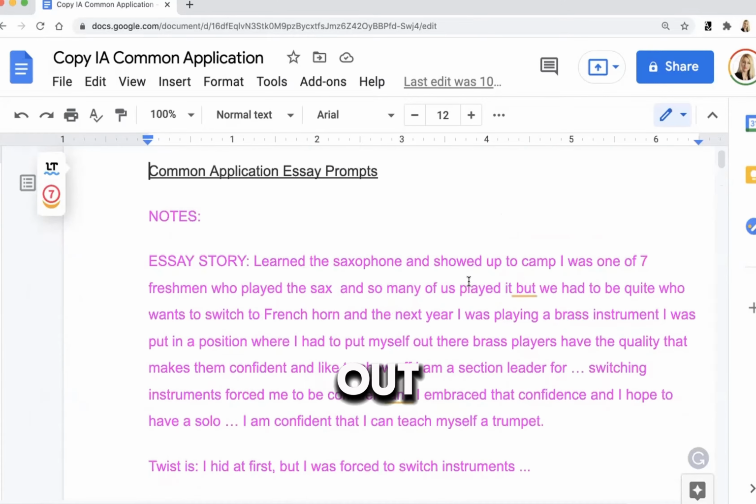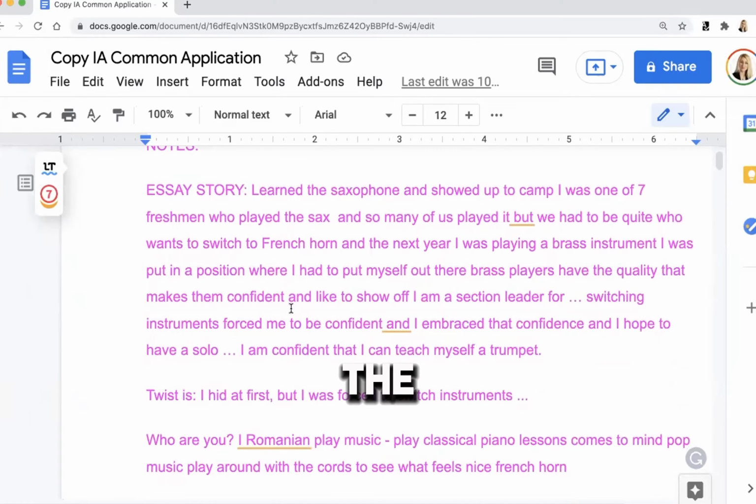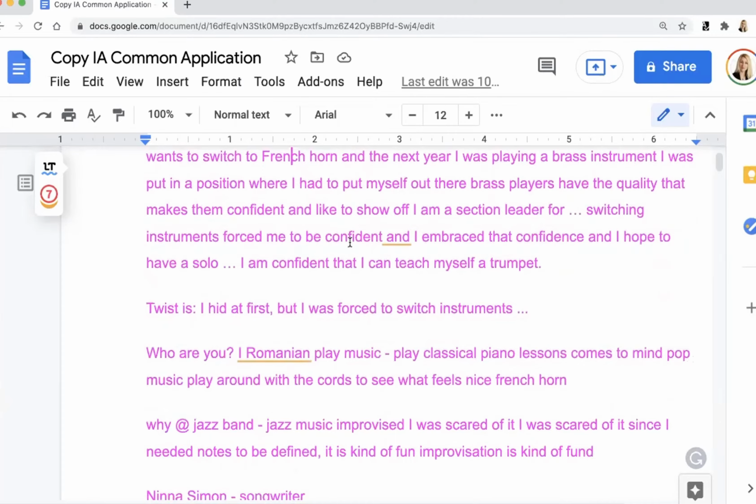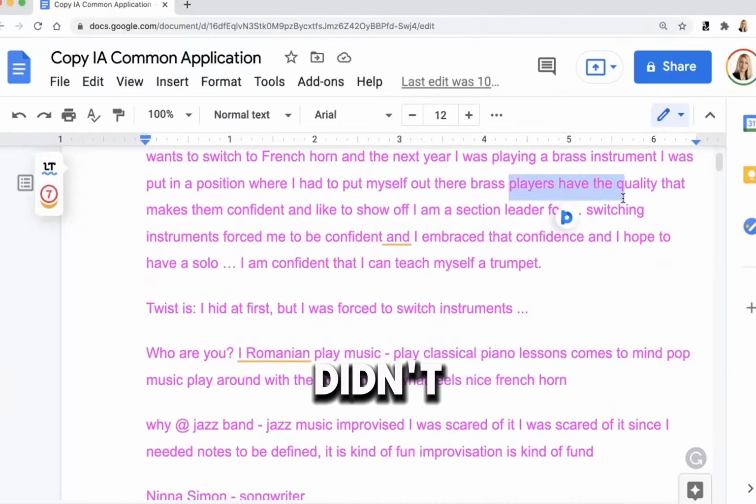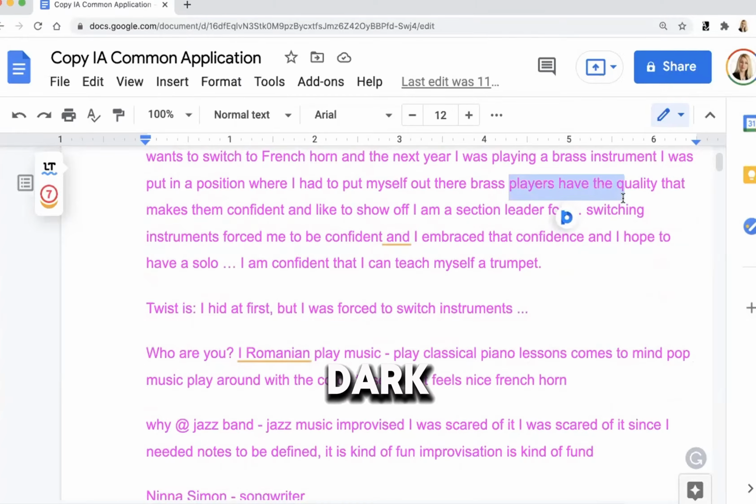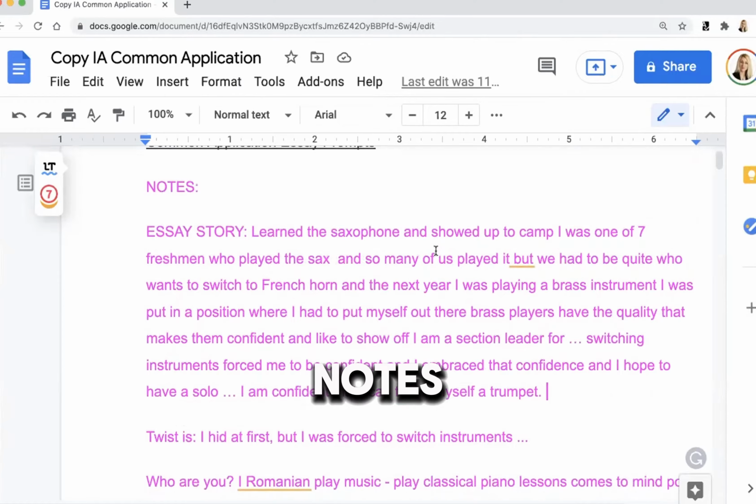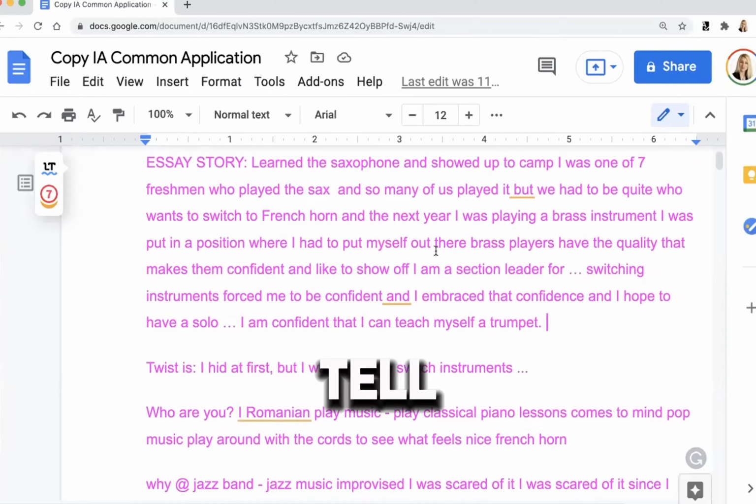And she started out just by writing notes. Okay, and it says here essay, story, and then learn the saxophone, camp, everything that kind of came to her mind. The confidence, and she was part of a band, and she had to put herself out there with a ton of awesome players when she joined the band, and she didn't have confidence at the very beginning that she would actually be able to walk side by side in that marching band and play the music. Okay, so these are just really discombobulated notes and ideas and fragments of different stories that she had to tell.